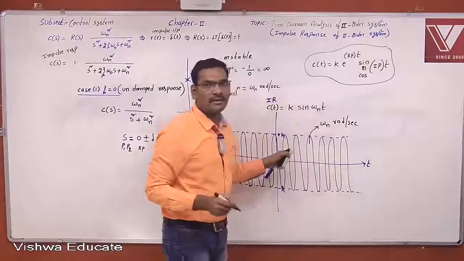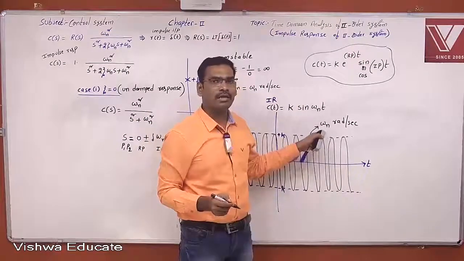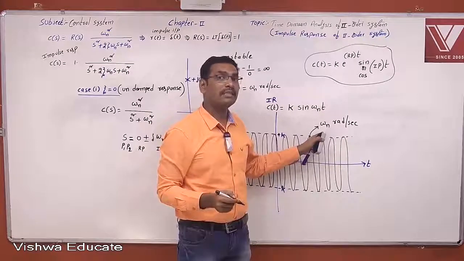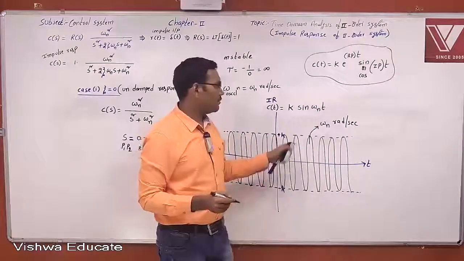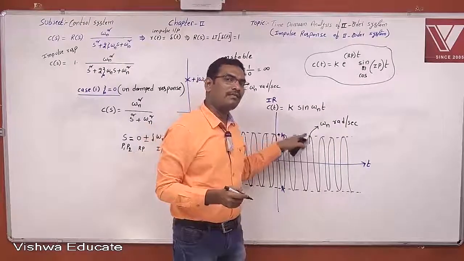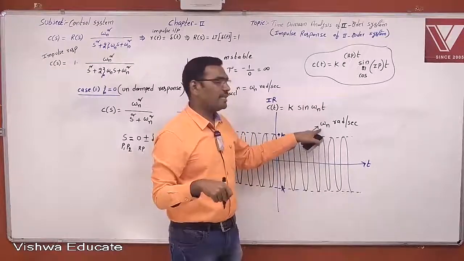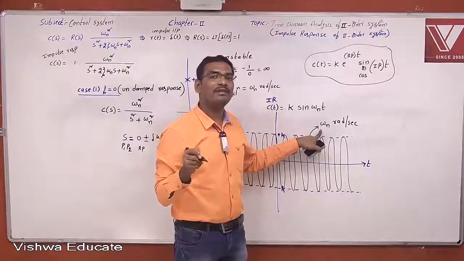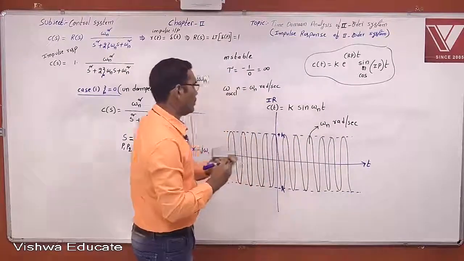Now this is the undamped response. The frequency of oscillation in this response is called the undamped frequency of oscillation. That's why omega n, we already put a name for that: undamped natural frequency of oscillations.